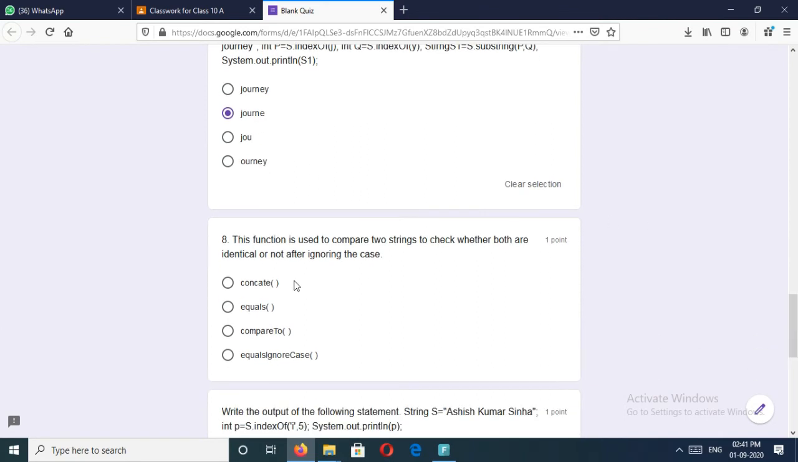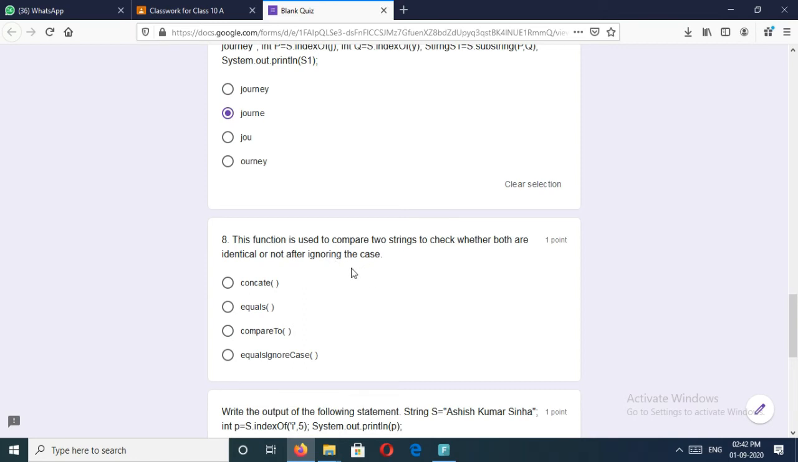The eighth one. This function is used to compare two strings to check whether both are identical or not after ignoring the case. Which function is used to equate two strings after ignoring the case?